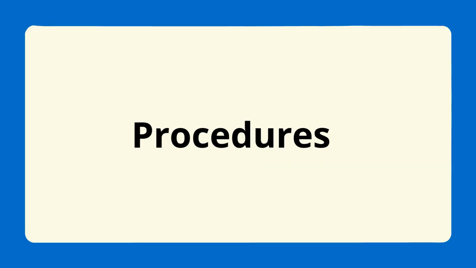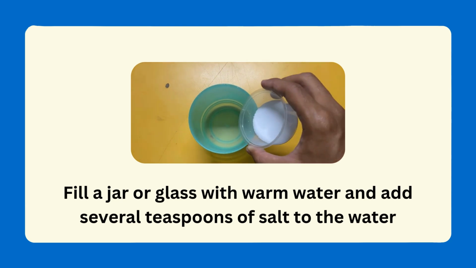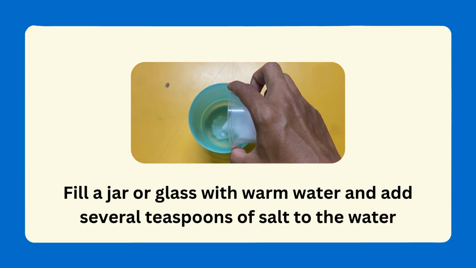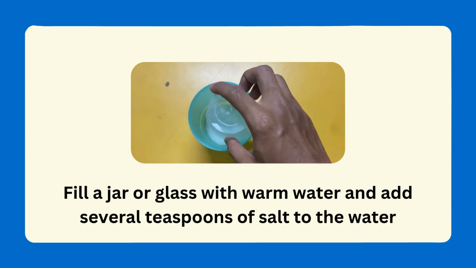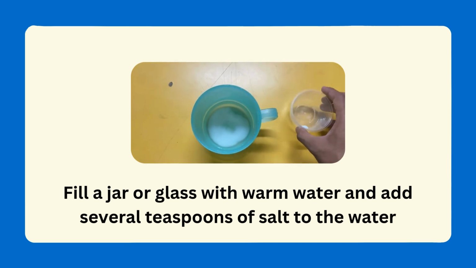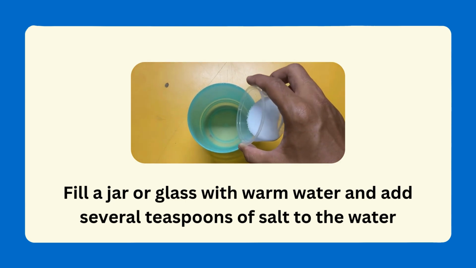Now let's move on to the procedure. The steps are straightforward and easy to follow. First, take a jar or glass and fill it with warm water. Make sure it's not too hot, just warm enough to dissolve salt easily, and add 3 to 5 teaspoons of salt depending on the size of your container. For best results, you want to make sure there's enough salt to create a saturated solution.